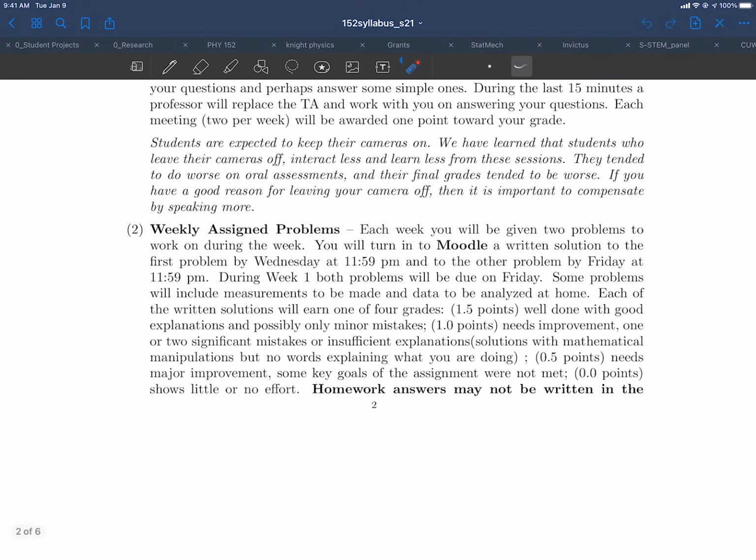Like last quarter, we're going to have weekly assigned problems. You're going to get those problems generally by Sunday night leading into the next week. The first of those problems we do on Wednesday. The second of those problems we do on Friday. The exception is week 1. Everything is due on Friday.